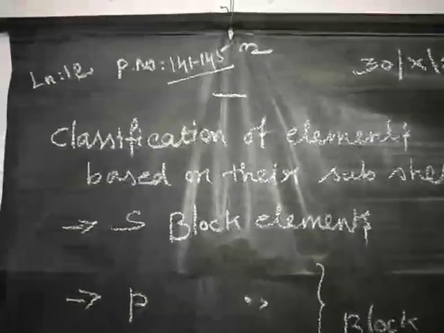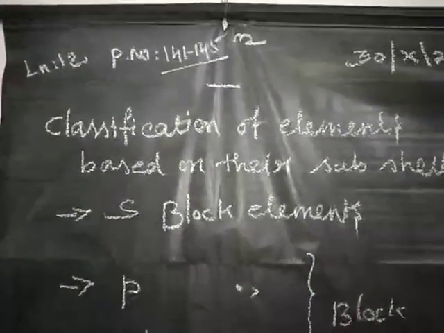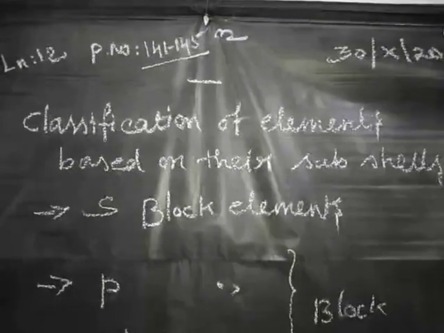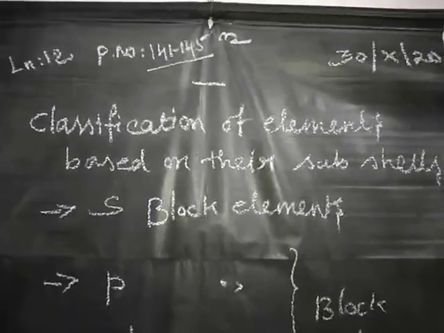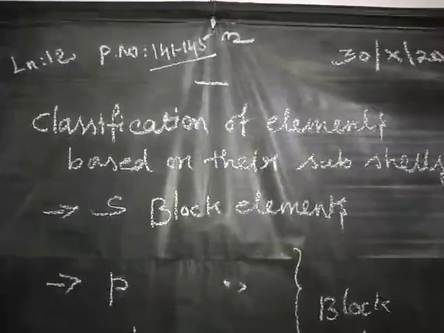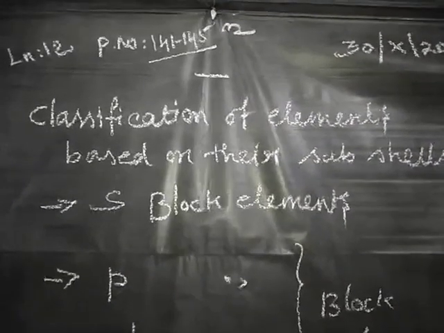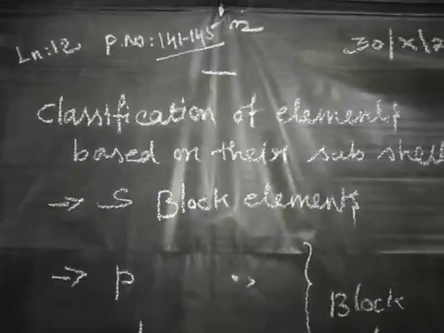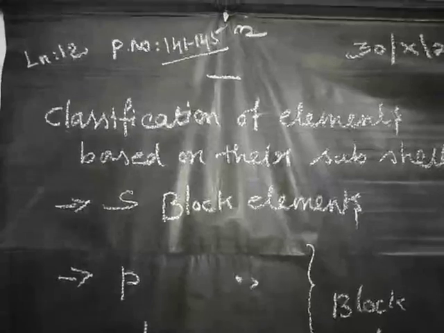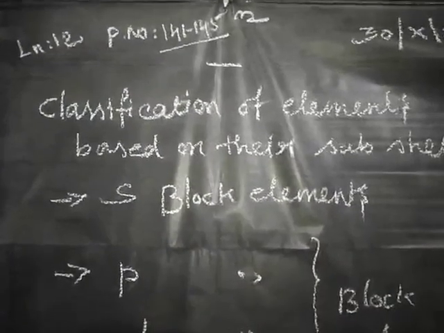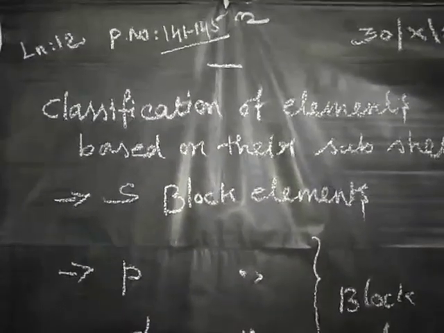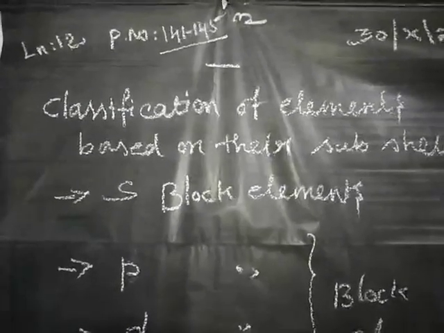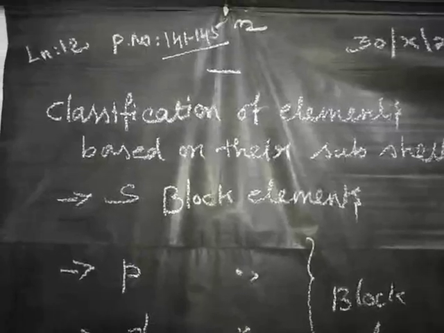Good morning children. Last class we discussed the classification of elements into different theories. First one Döbereiner's triads, second Newlands' law of octaves, third Mendeleev's periodic table, fourth the modern periodic table. The first three theories are based on atomic masses, that is, mass number. The last theory, the modern periodic table, is based on atomic number.